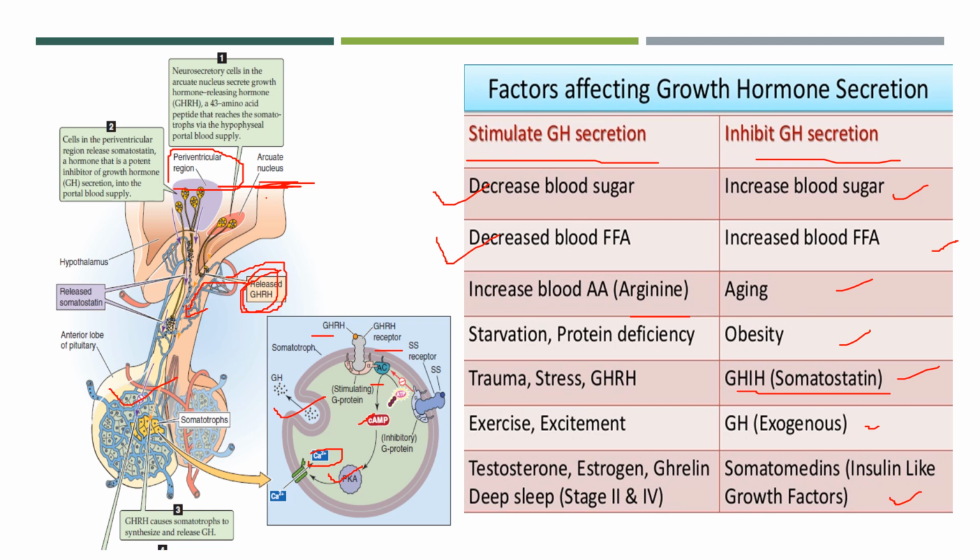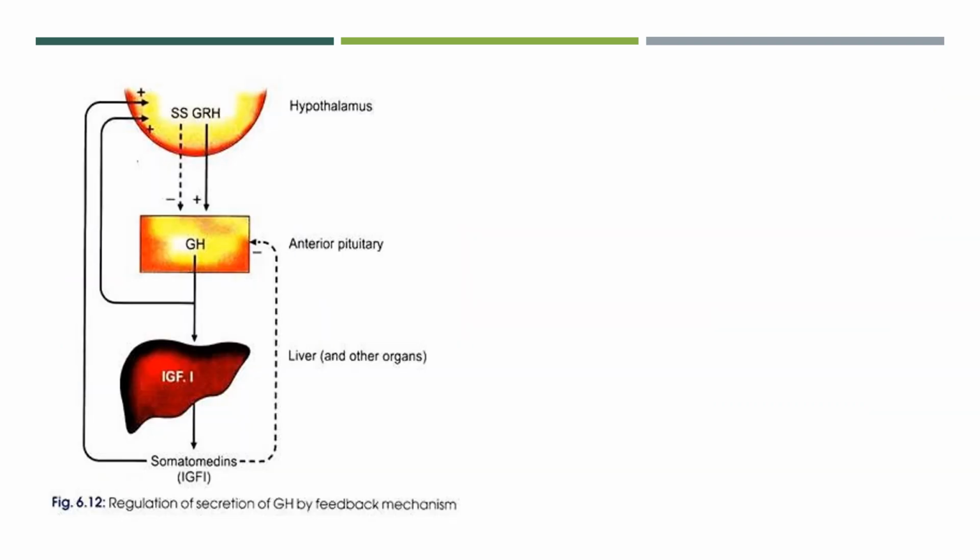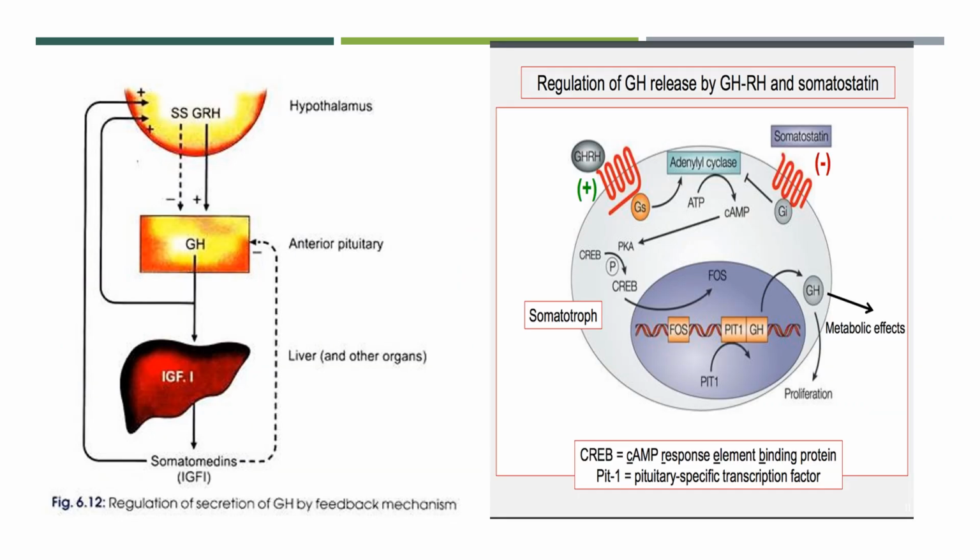So now how does this somatostatin act? Somatostatin will also bind with this receptor, that is also G protein coupled, but that is not G stimulatory protein, that is G inhibitory protein. So it will prevent the formation of cAMP, that's why there will be prevention of release of growth hormone. So this is in a nutshell the regulation of secretion of growth hormone.